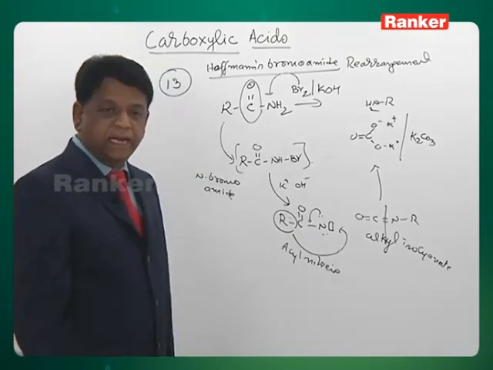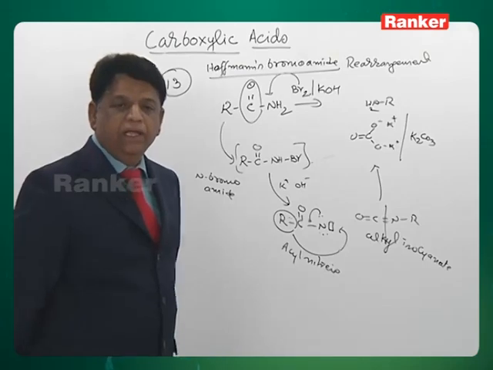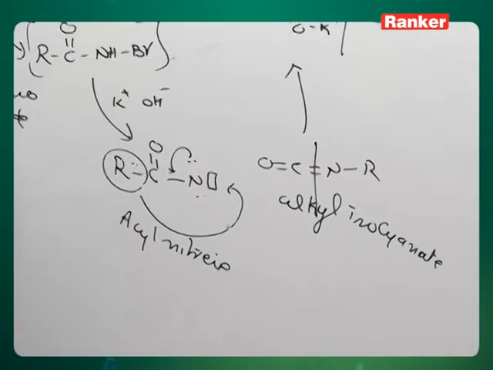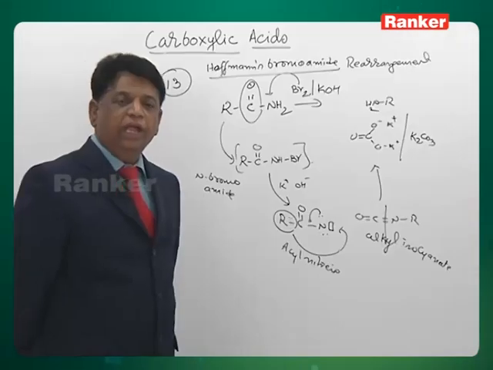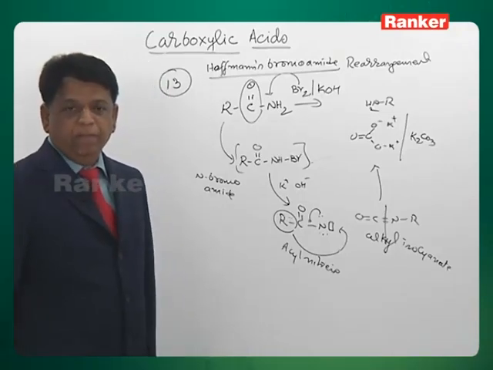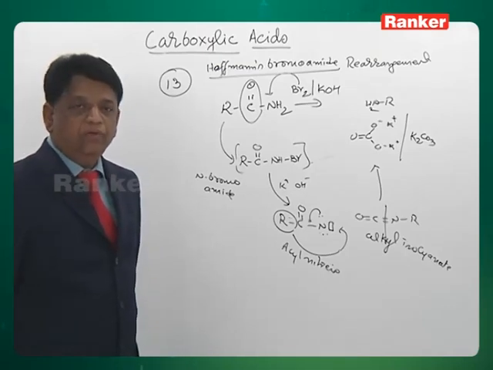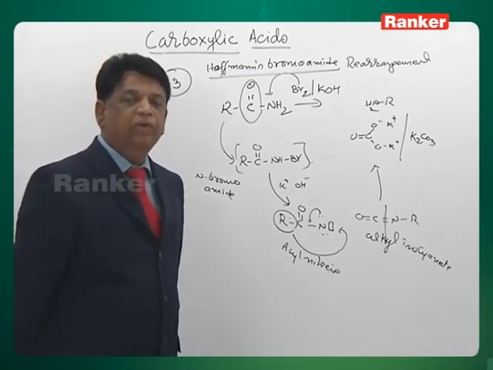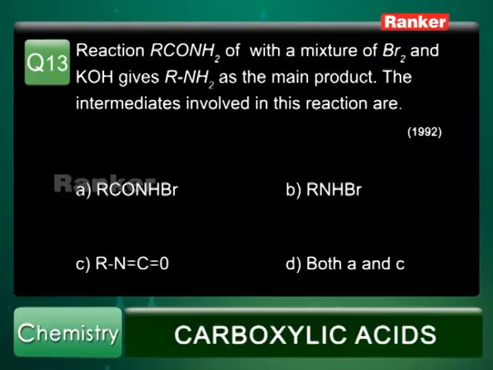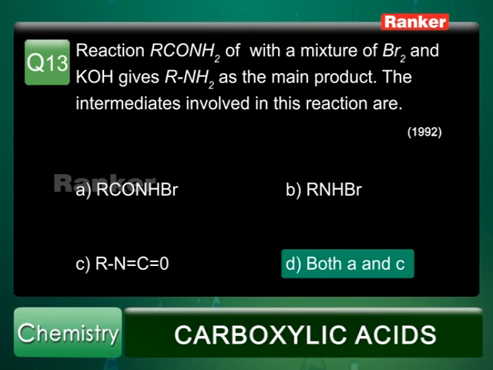Means the A is right answer, RCONHBr. However, even C is also right, that is isocyanate is also right. So A and C, there is another option D containing both A and C. So therefore the D is the more correct one. So this is a single answer question where you have to identify the more correct one. If more answers are there, out of that, the more correct will be the right answer. So therefore D will be more correct than the answer B and C alone. So the answer goes to the D, which contains actually A and C.